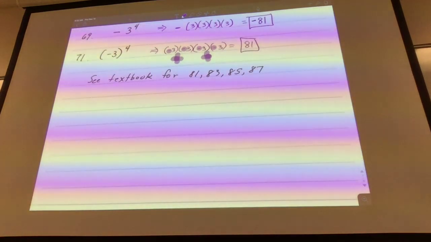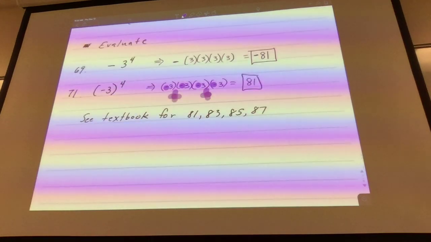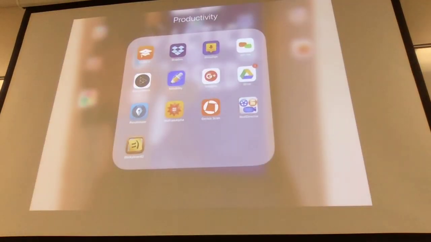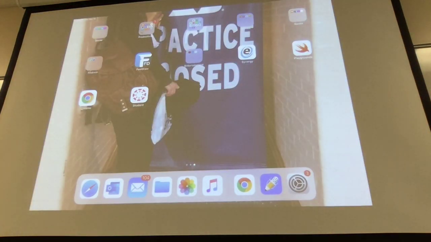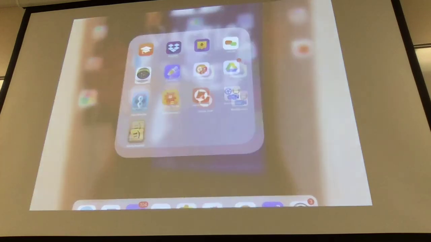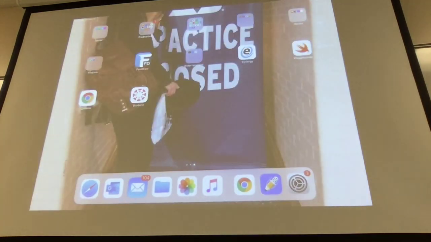81, 83, 85. That must be some graphs. Let me just see if I have a minute to kind of look. I'll stop this video. Go to your textbook and look at some of those if you want some graphs. We're just going to look at some graphs.